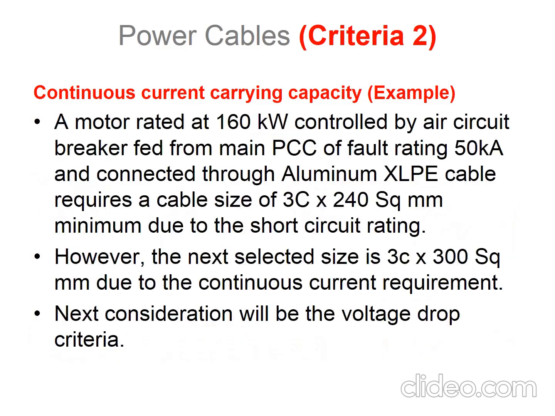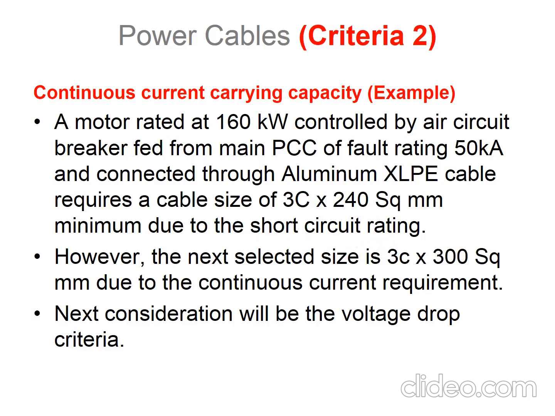This is another example. A motor rated at 160 kilowatt, controlled by a circuit breaker fed from the main PCC of fault rating 50 kA and connected through aluminum XLPE cable, requires a cable size of 3 core with size of 240 square mm minimum due to the short circuit rating. This 240 is based on the short circuit rating.